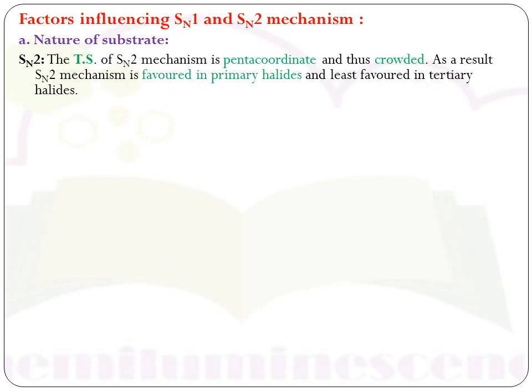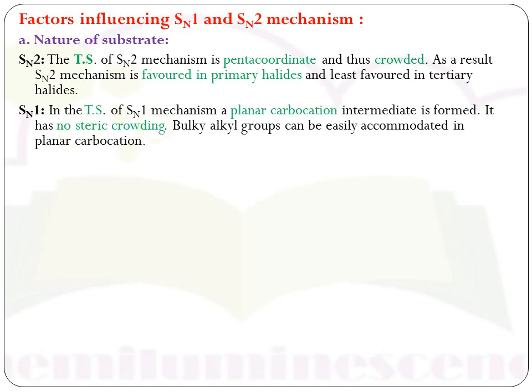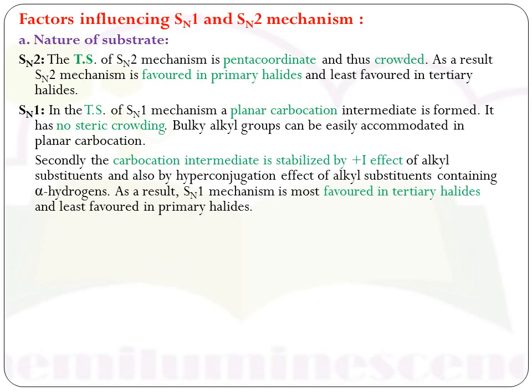While in SN1 reaction, a carbocation is formed which has planar geometry, that is, no steric hindrance or no steric crowding. Hence, bulky groups can easily be accommodated in a planar carbocation. The second reason is that due to the presence of more alkyl substituents on the carbocation, the carbocation is stabilized either by plus I effect or hyperconjugation of alpha hydrogen. Hence, tertiary alkyl halide favors SN1 reaction.